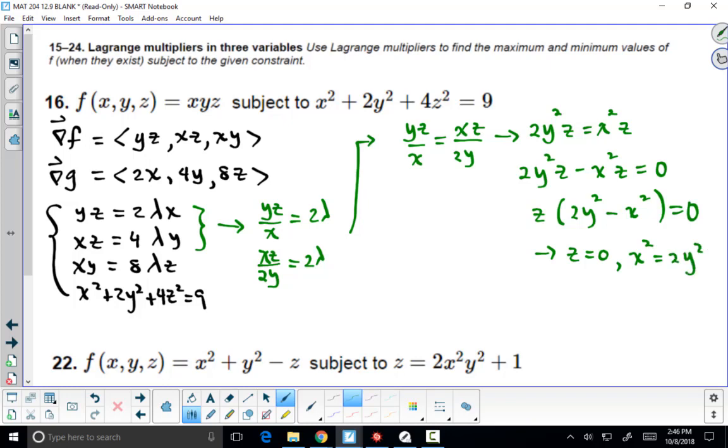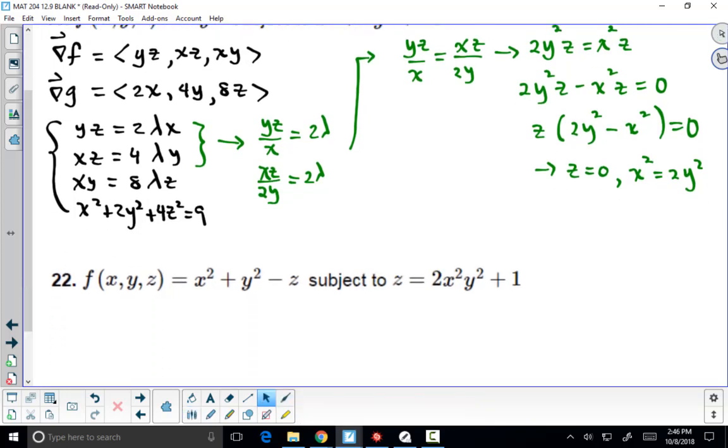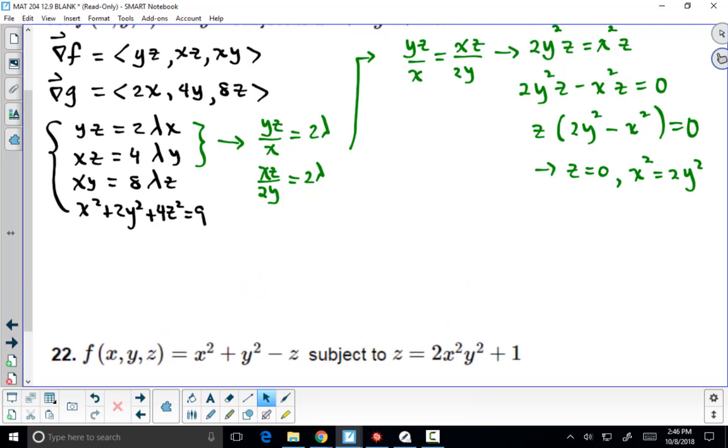So we have that. So x squared equals 2y squared. So that is going to allow us to plug into the constraint equation. So x squared can get replaced with 2y squared. So now we know what our goal is. Now our next goal is to replace the z with y's somehow.